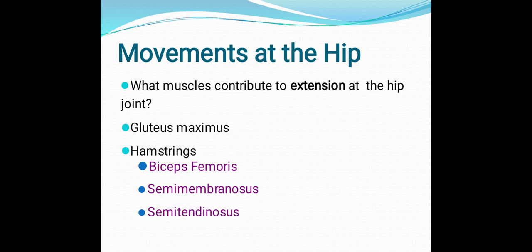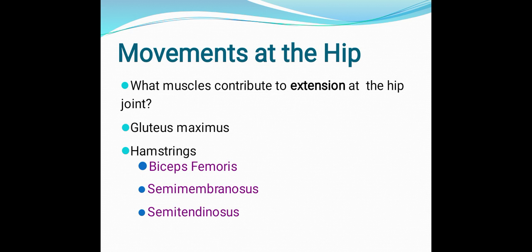What muscles contribute to extension at the hip joint? The hip extensors are the gluteus maximus and the 3 hamstring muscles, which are biceps femoris, semitendinosus and semimembranosus. The gluteus maximus muscle is a massive, powerful muscle that is usually active only when the hip is in flexion, as during stair climbing or cycling, or when extension at the hip is resisted.